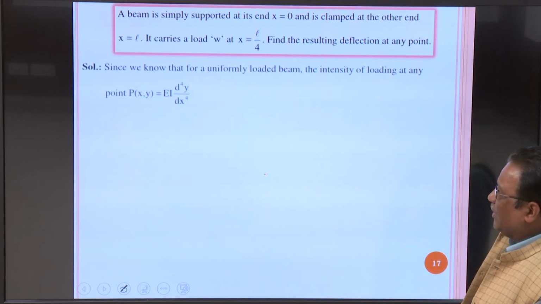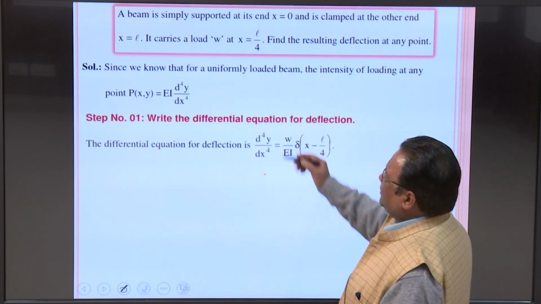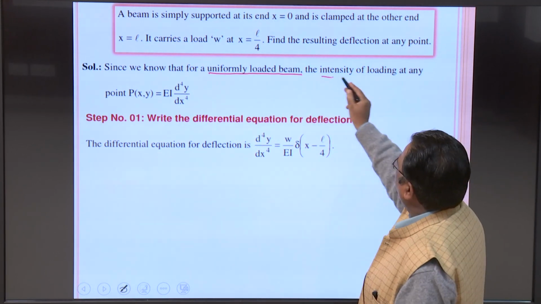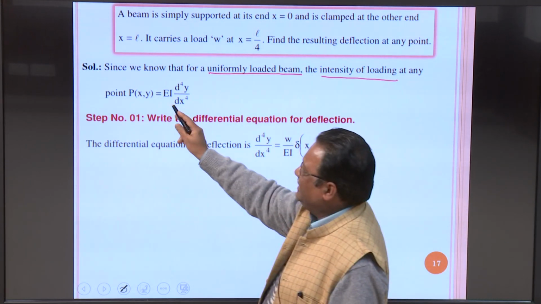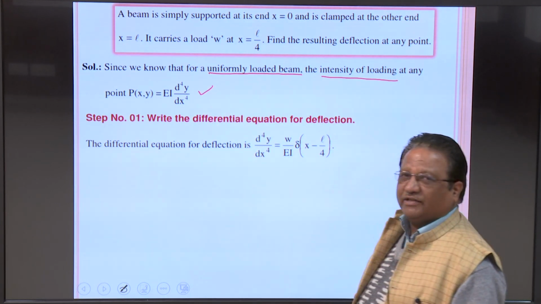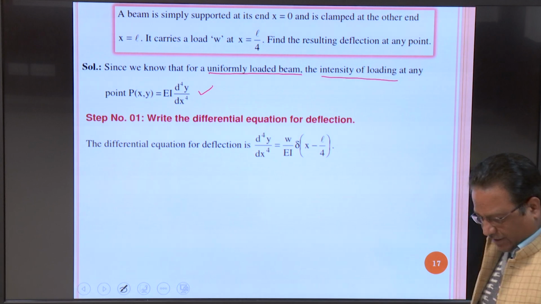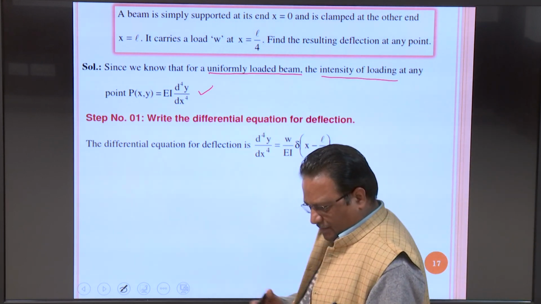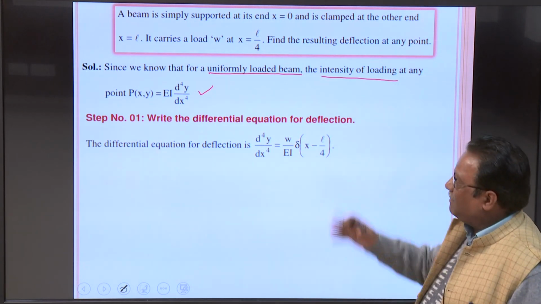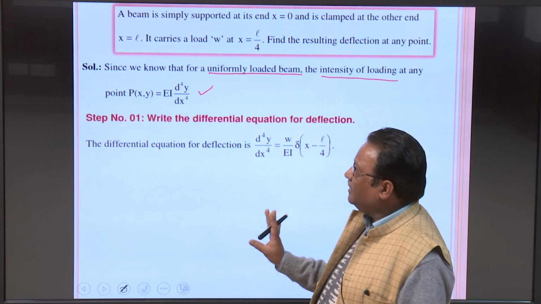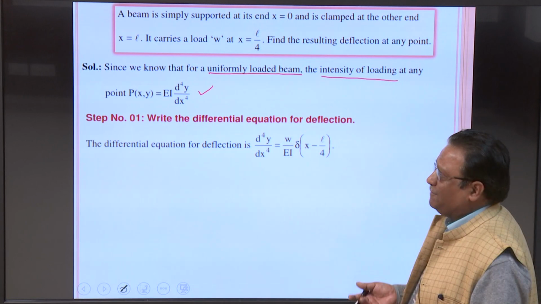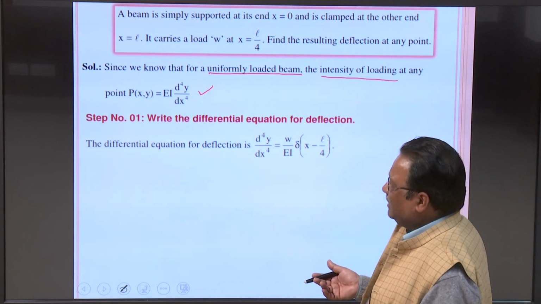We know that for a uniformly loaded beam, the intensity of loading at any point P is equal to EI d4y over dx4. We know this expression. When you study ordinary differential equations and their applications for higher order, expressions of this type are proved there. Clear? So since we know that for a loaded beam the intensity of loading at any point P(x, y) is equal to EI d4y over dx4.